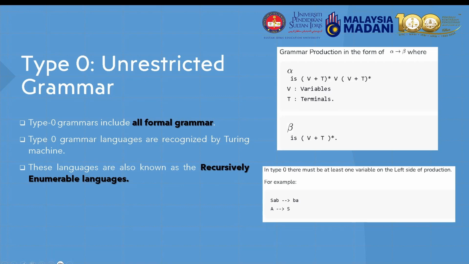Okay, type 0 grammar, and the languages are recognized by a Turing machine. These languages are known as recursively enumerable languages. Another example is S A implies B A, A implies X, and so on. It depends on the rule given in the programming language.